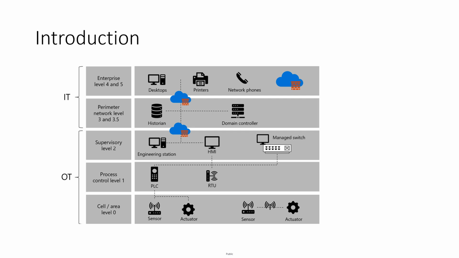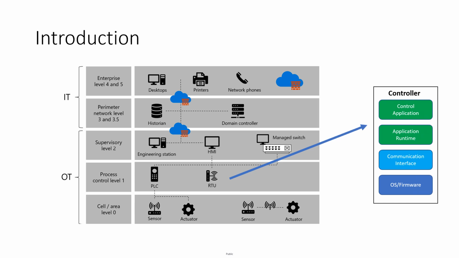Within this model, controllers play a critical role. And to better understand this topic, let's imagine 4 internal layers inside a controller: an OS/firmware layer, where the core software manages hardware resources; a communication interface layer that helps connect the controller to other network components; an application runtime, a layer that hosts, runs, and interprets the logic programming language.